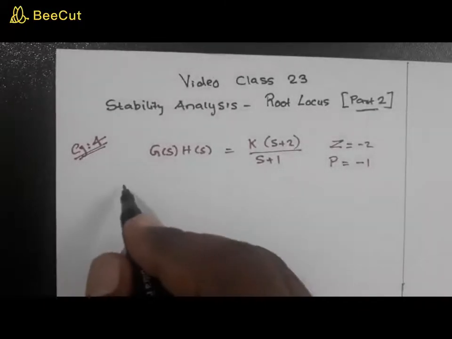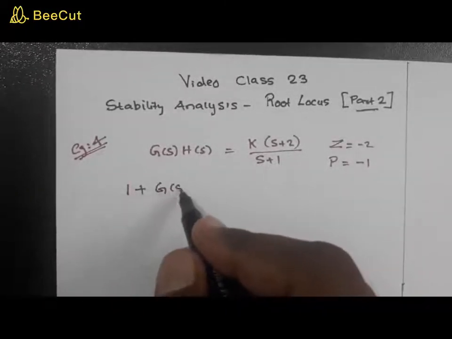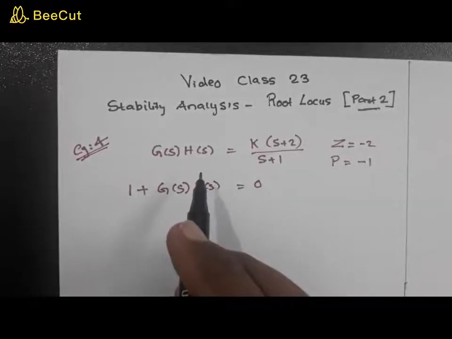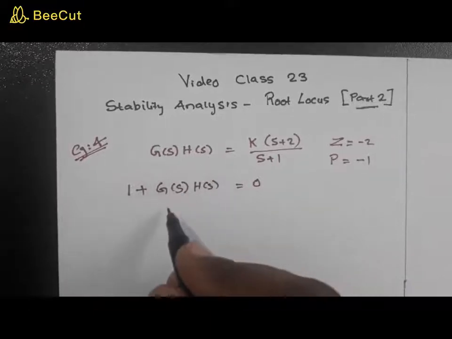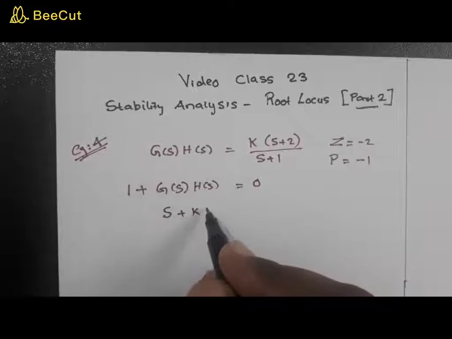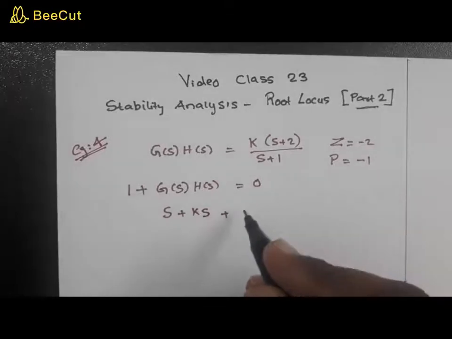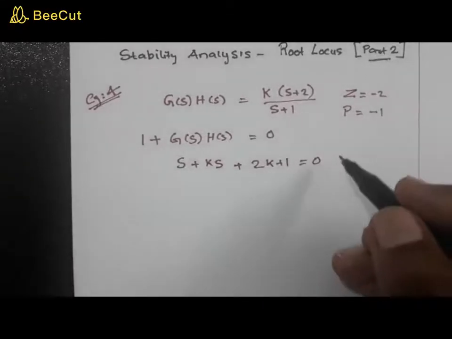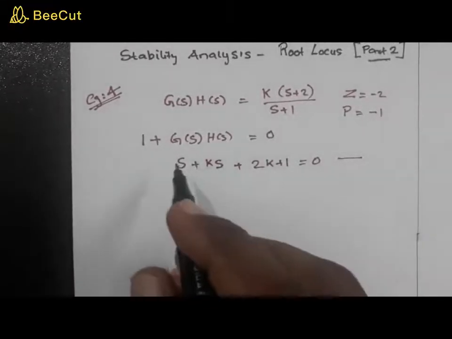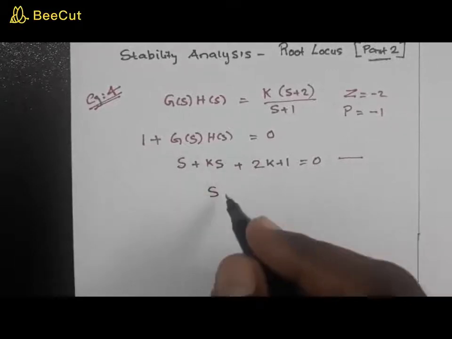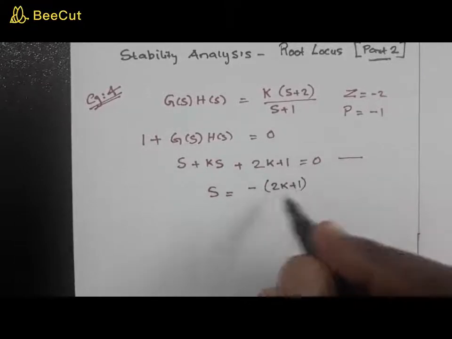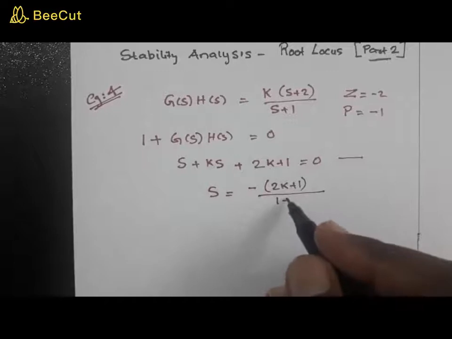Okay, now let's move on with the same procedure which we have so far done. Find out 1 plus G(s)H(s) is equal to 0, which is the characteristic equation. Now the characteristic equation, you will be getting as s plus 1 plus ks plus 2k is equal to 0. So this is what you are going to get as the characteristic equation. Now from this you can find out s, this is very simple. You can find out s, and s will be minus of (2k plus 1) divided by (1 plus k). You may find it by yourself.